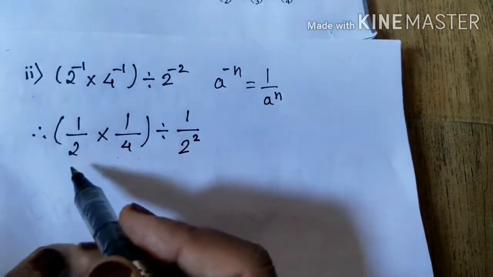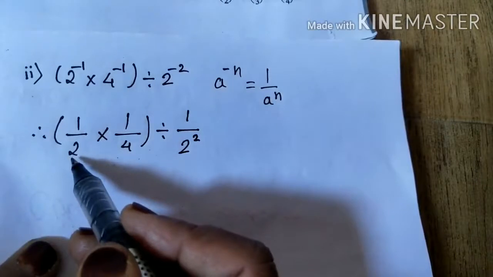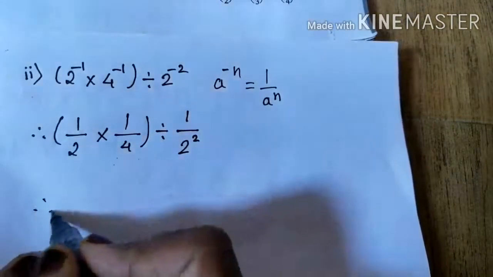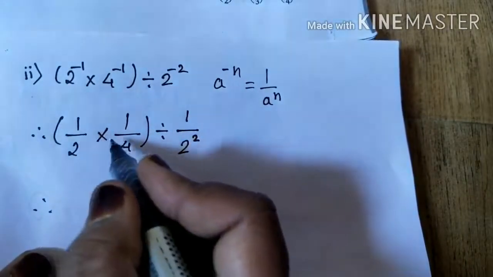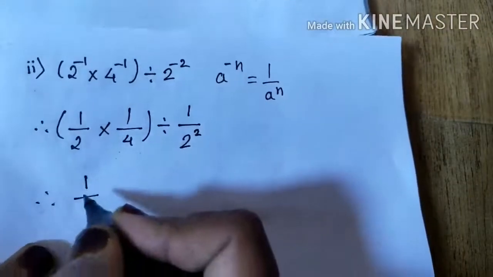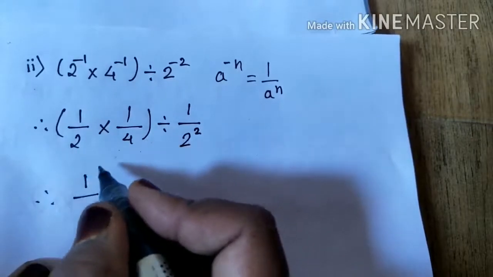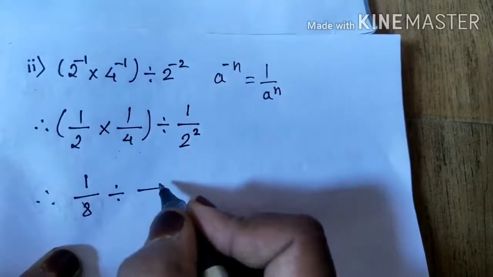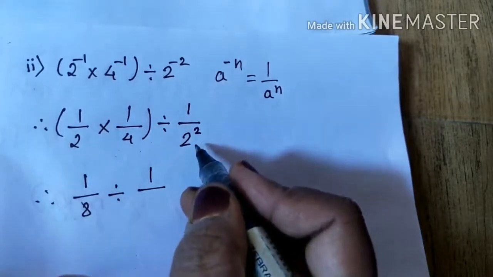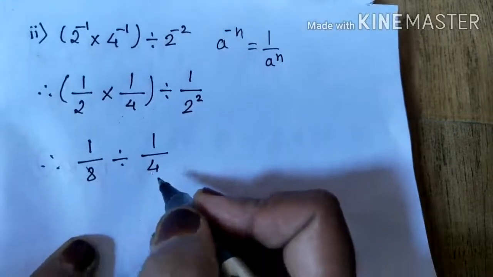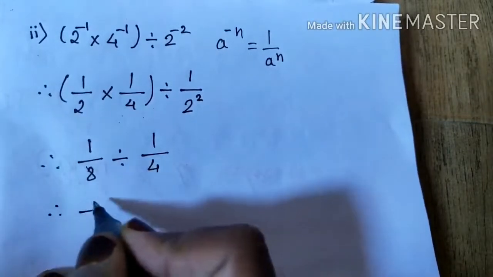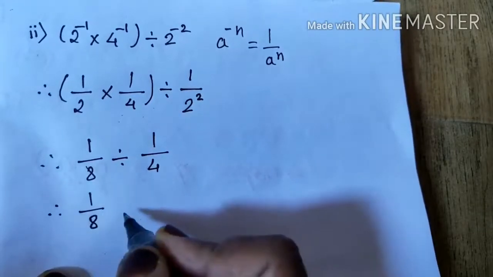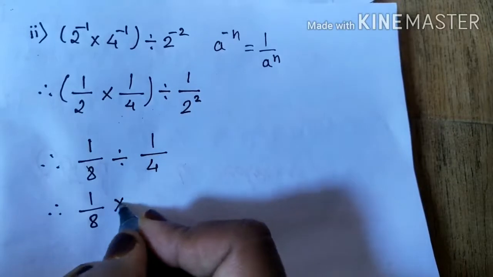Now whenever we have to divide, multiply numerator to numerator and denominator to denominator. Therefore, 1 into 1 means 1 ones are 1. Similarly, 2 into 4, 2 fours are 8. This division sign as it is. 1 divided by 2 raised to 2 means 2 square is 4. Now, next I will convert this division into multiplication: 1 divided by 8.